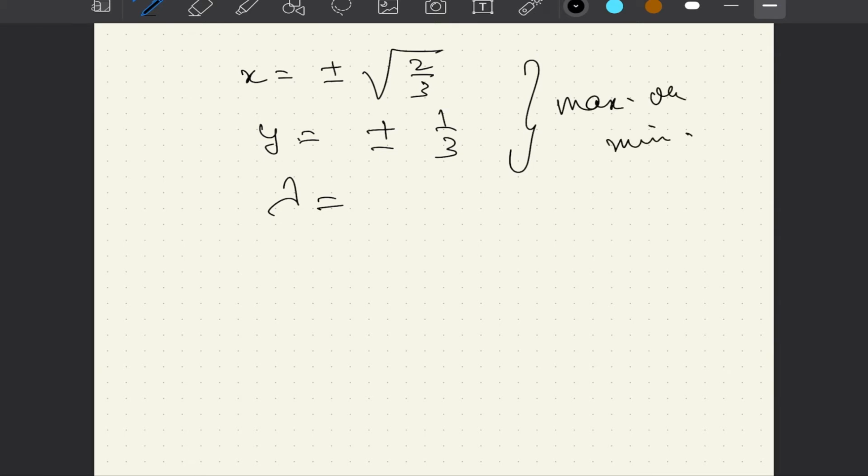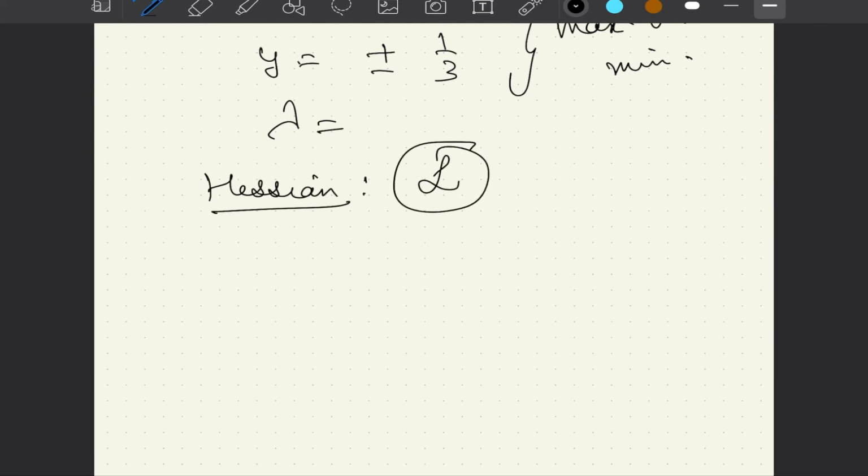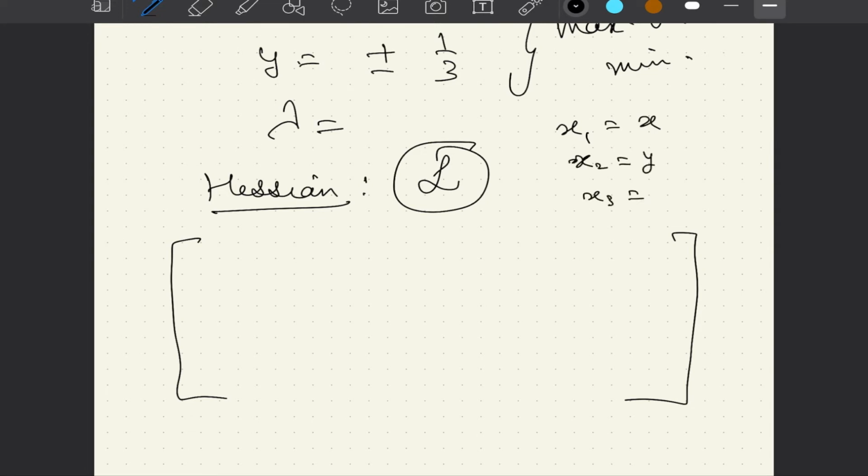Now, how to check whether that point indeed is maxima or minima? Again, what we will do, we will construct the Hessian matrix of what? Hessian matrix of Lagrangian, not the individual functions, because here the constraint is important. Here we have three variables, x1 equal to x, x2 equal to y, and x3 equal to lambda.